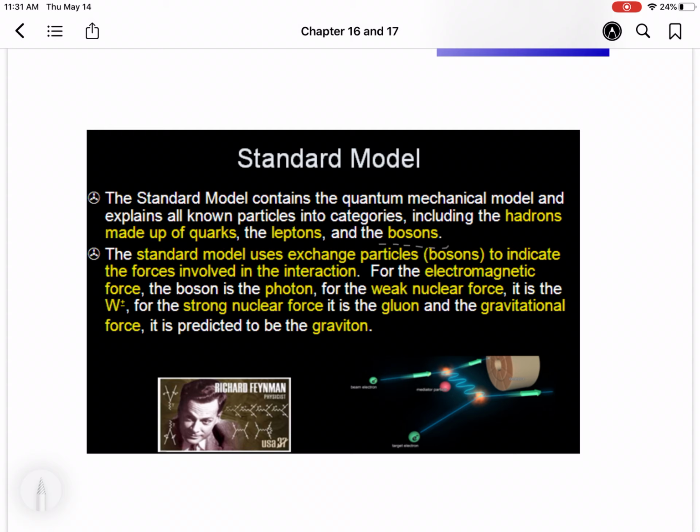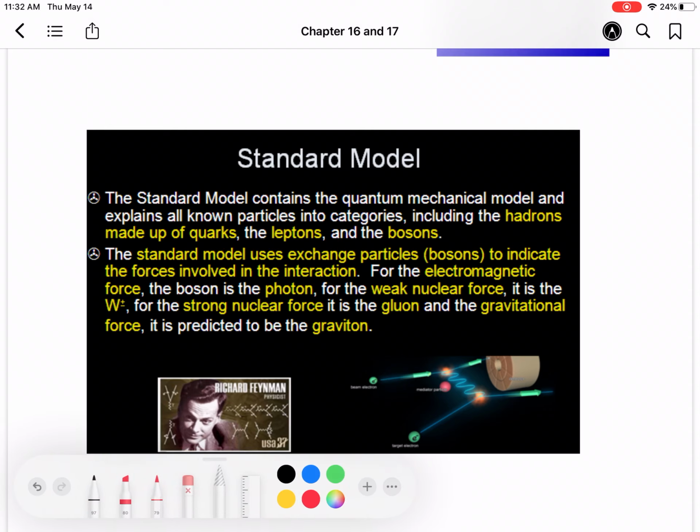And then there's bosons. Bosons are considered exchange particles, and they're what cause forces. So, for example, for the electromagnetic force, the boson is the photon. The photon is what causes the electromagnetic force. It moves it, it does it. For the weak nuclear force, it's called W plus-minus. And the strong nuclear force is the gluon.